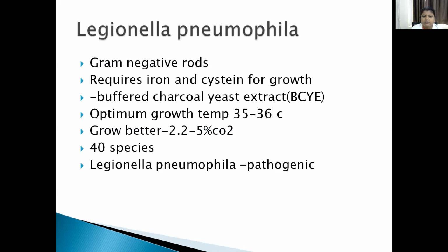In the presence of a carbon dioxide environment, that is 2.5 to 5% carbon dioxide. There are many species, about 40 species. In that, the Legionella pneumophila species is the medically important pathogen to humans.